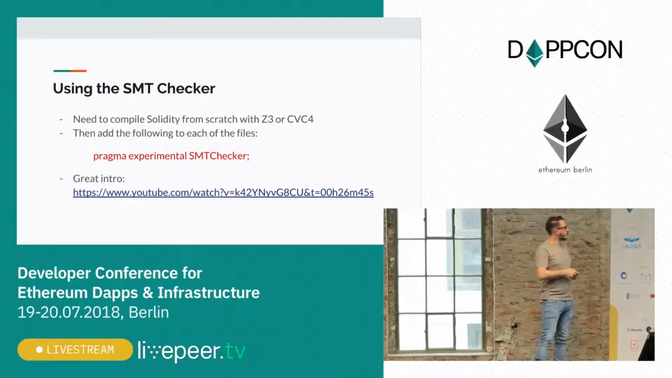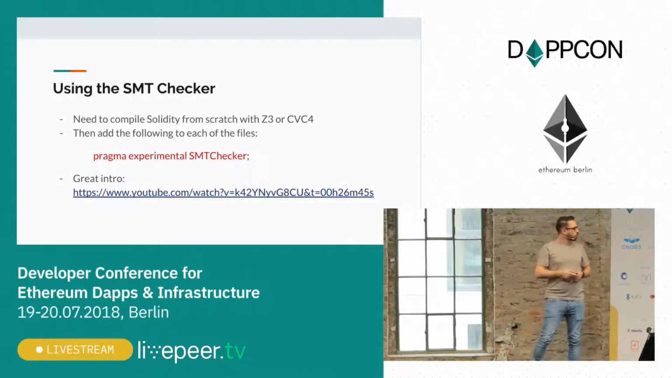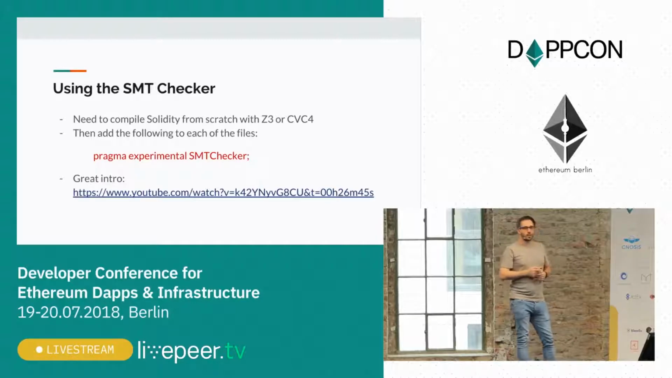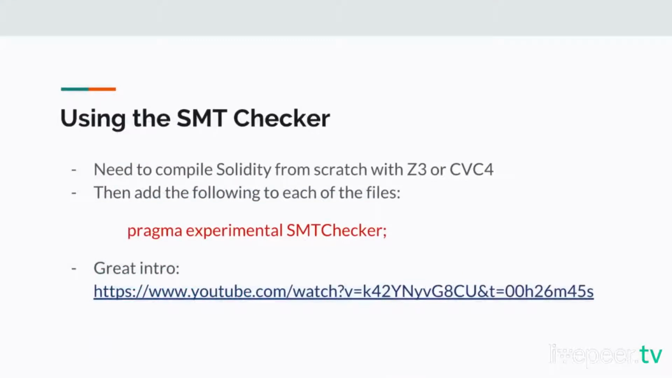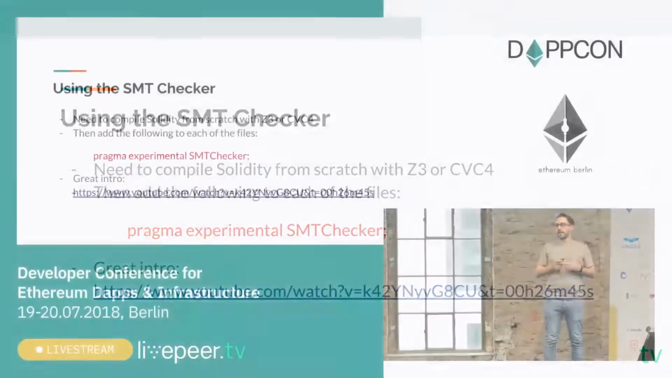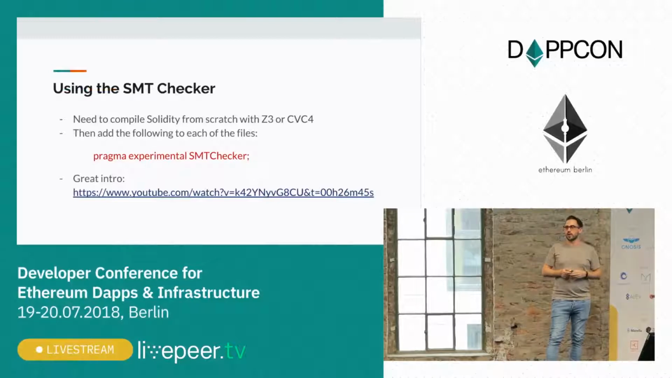There is a much better intro on this URL, which goes through step by step and explains all the reasons. One thing I wanted to mention is that unfortunately it's not widely used yet, but Augur has decided to use it. And they can actually compile the entire code base with the SMT checker turned on without any warnings.